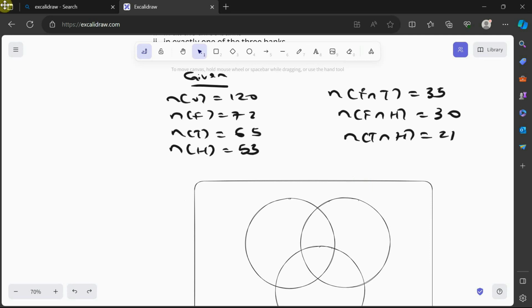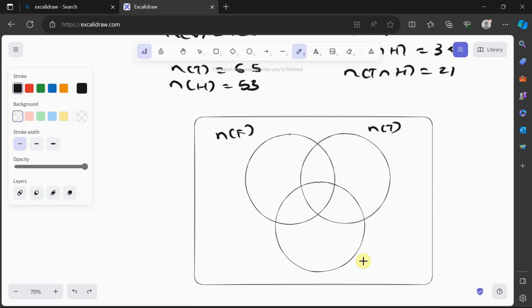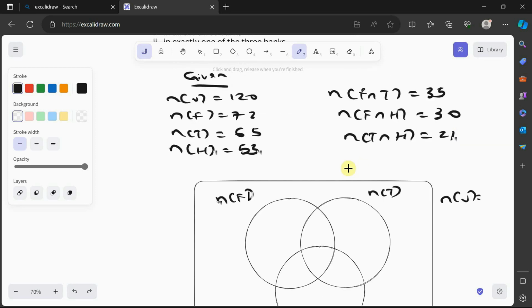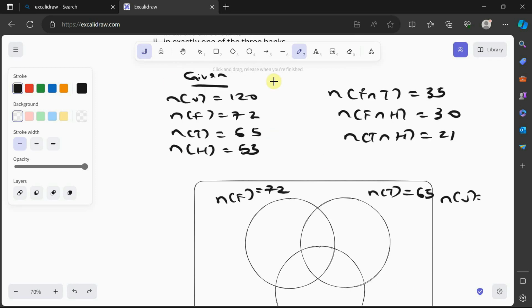So this is our Venn diagram in the same order that we read it. The first one will be N of First Bank. Second one will be the N of Trust Bank. Third one will be the N of Allmark Bank. And then this will be our N of the universal set. So the people that bank with First Bank is 72, and then Trust Bank is 65, and then Allmark Bank is 53. And then the number that bank in the universal set, like all of the customers, is 120.